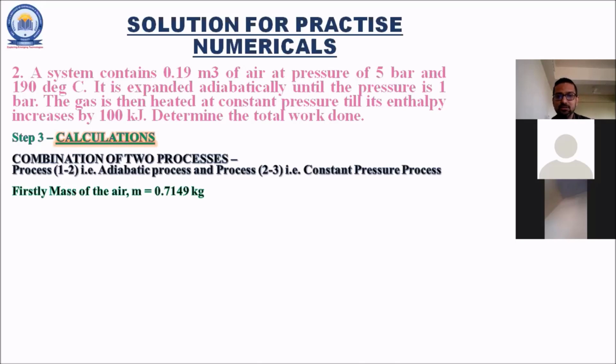Kindly share your responses in the chat box. How many students have got this answer of mass M is equal to 0.7149 kg? The simple equation we have used is P1V1 is equal to MRT1. Since R is not given, we are assuming the characteristic gas constant for air, that is capital R equal to 287 joule per kg Kelvin. Here you need to assume the value of capital R as 287 joule per kg Kelvin. Let me know how many students have got this answer.